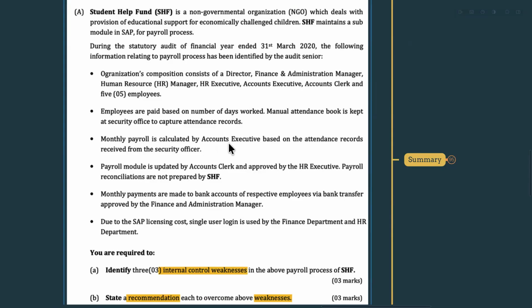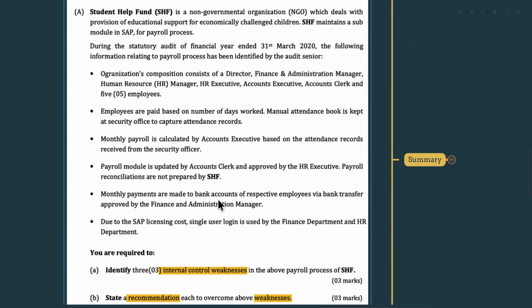And monthly payroll is calculated by the accounts executive based on the attendance record received from the security officer. So the attendance we receive from the security officer is not approved by anyone. And before the accounts executive enters it into the payroll system, it is not approved or authorized by some HR officer. Again, segregation of duties is a problem. There is no approval, there are no authorization controls. And the payroll module is updated by the accounts clerk and approved by the HR executive. Payroll reconciliations are not prepared by the SHF. So there's no reconciliation of how much we have paid and how much we have recorded in the system. Again, a problem.